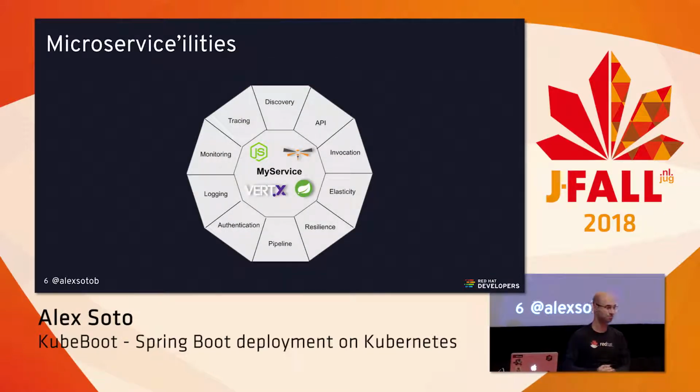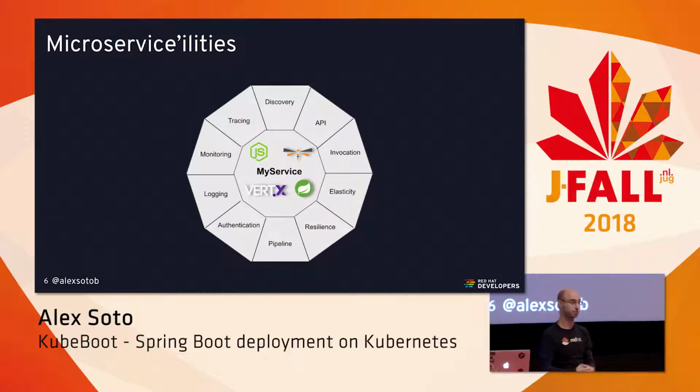So this is a microservice, right? Nowadays, most of us are moving to microservices architecture, and this is what a microservice looks like. We have my service, my business logic, which can be implemented with several languages, Node, Spring Boot, or Redux. And then, because all our microservices communicate through the network, all these cross-cutting concerns appear.